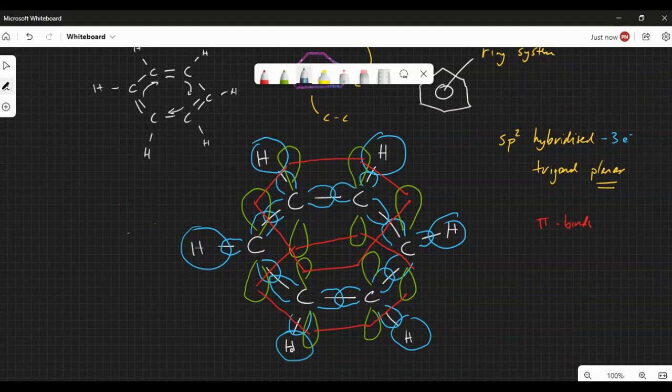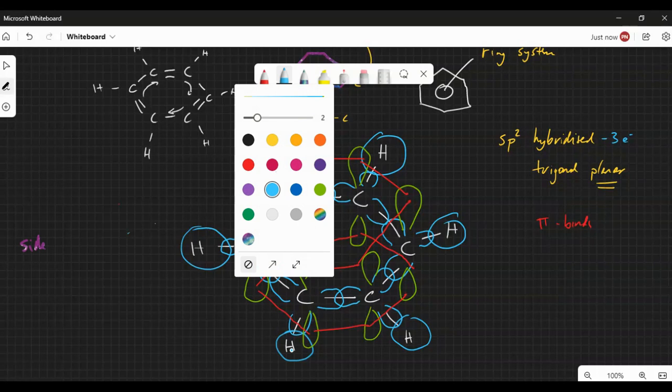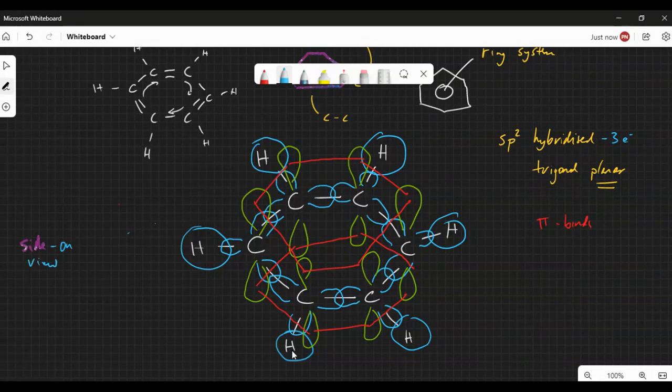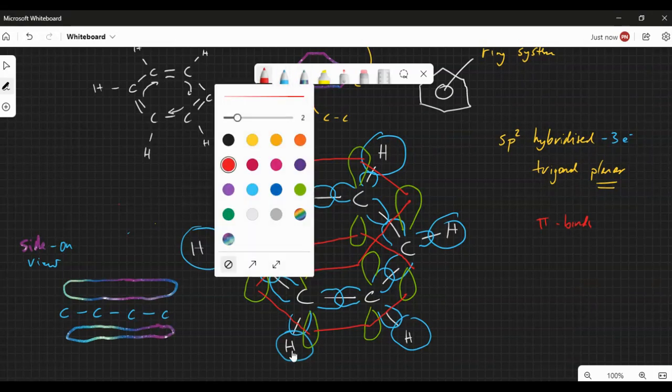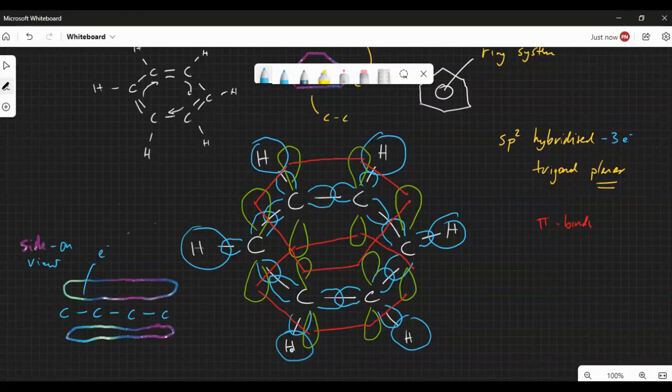So if we looked at a benzene molecule from the side, this is a side-on view. If you look at benzene from the side, you'd only see 4 carbons, because you wouldn't see the ones at the back. You would get electron density at the top, and electron density at the bottom. So this is extra electron density. We have a lot at the top, and a lot at the bottom.